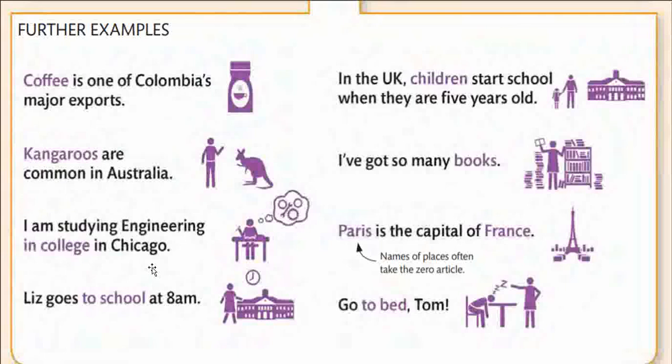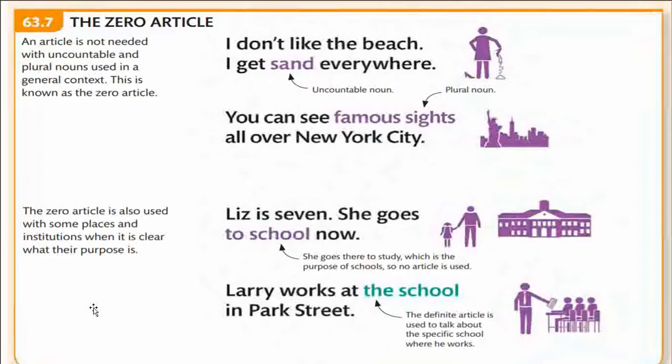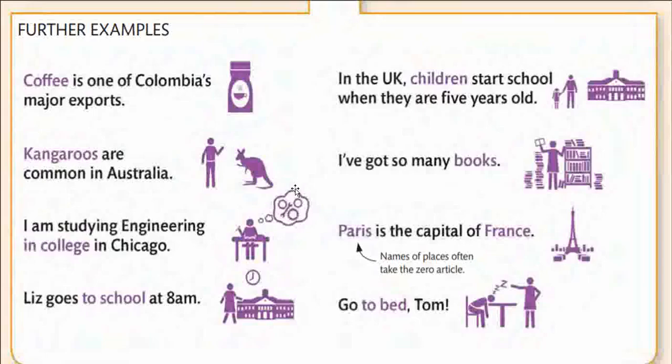So in college, Liz goes to school at 9 am. Now Liz goes to school. School, it is very clear, the place to study. But if you're talking about the music school, she goes to the music school at that particular time, because you're talking about a certain specific school. In general, let us go back to the rule: when you are talking about something that is used in a general context, in that case, no article is used.